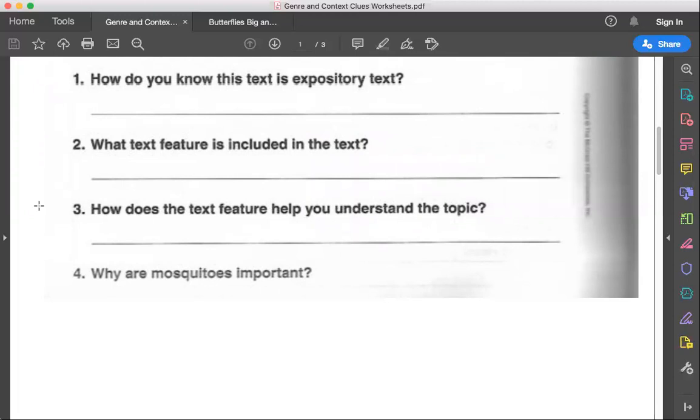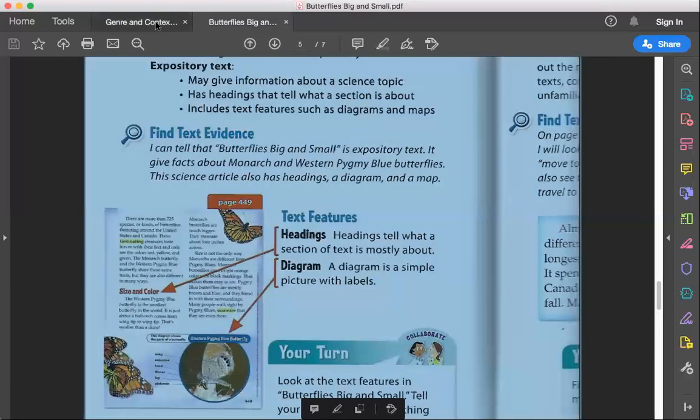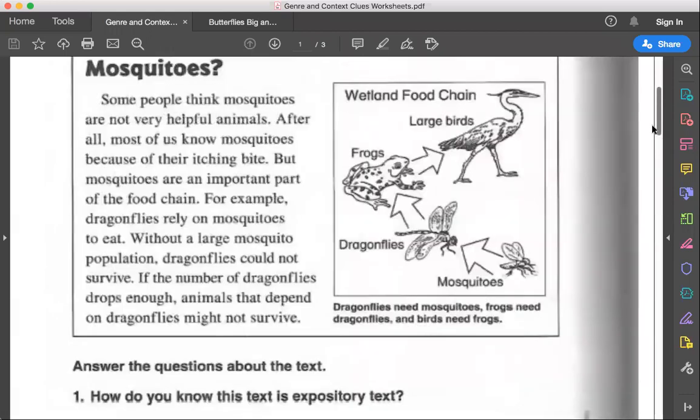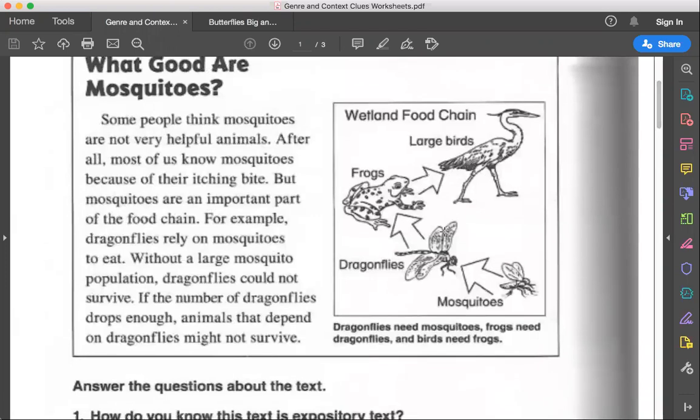What text feature is included in the text? Text feature. So if I remember, the text features are headings or diagrams. So did it have a heading or did it have a diagram? It had a diagram.